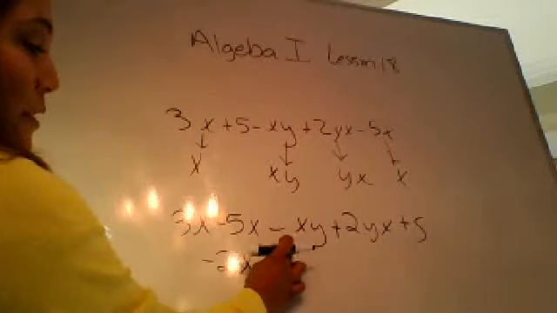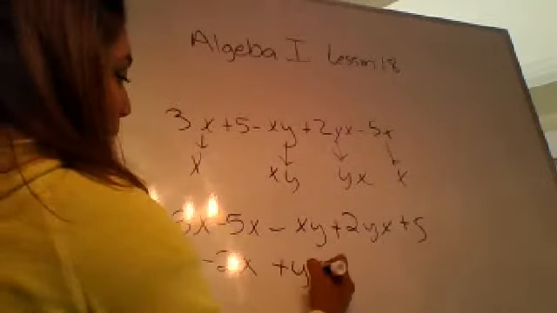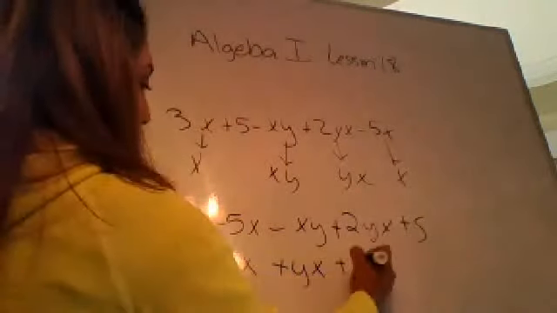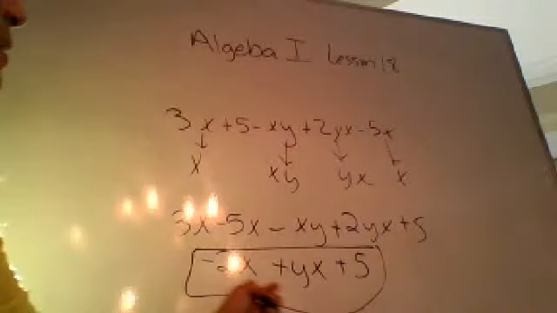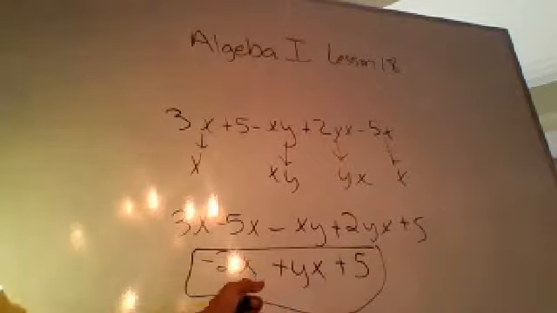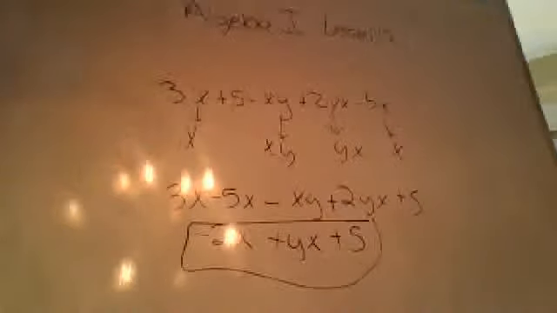There's no coefficient here. So it's a negative 1 plus 2. So it's a plus yx. And then plus 5. And that's as far as you go because none of these have it. This has an x and that has an x, but this has a y. That does not have a y. So these two, the bottom, are not like terms.